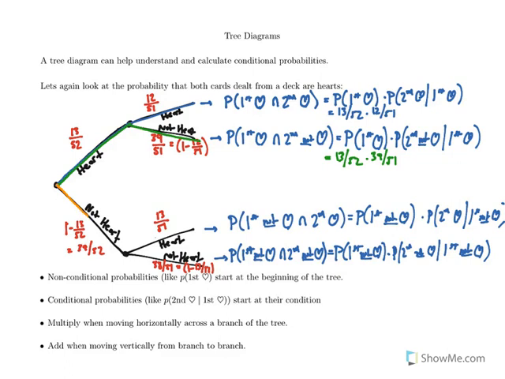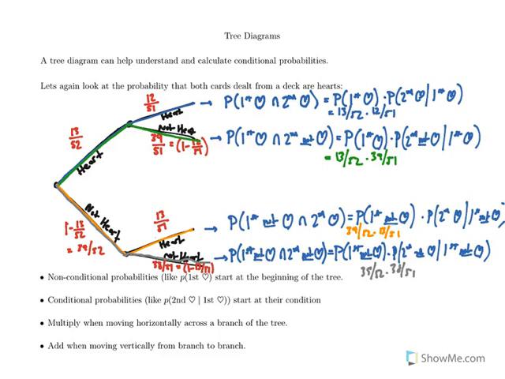If we do not get a heart and then get a heart, that is 39 over 52 times 13 over 51. And finally, we could do not heart followed by a not heart, which is 39 over 52 times 38 over 51. So there are 4 different probabilities we can get here, looking at different conditional things.